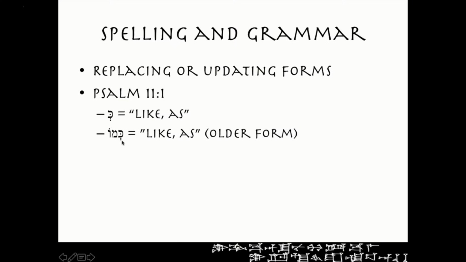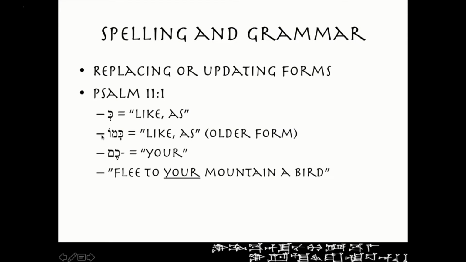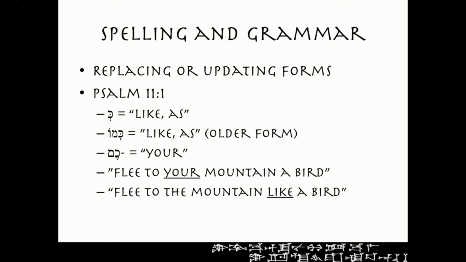And with this form, either the scribe didn't realize what it was, or was unfamiliar with it in some way, to the point that he thought that the kaf and mem here represented your. This is a suffix. At any rate, what happened is he thought that this was in error, and so he changed the sentence. He changed the original reading, which was, flee to the mountain like a bird, to flee to your mountain, a bird.